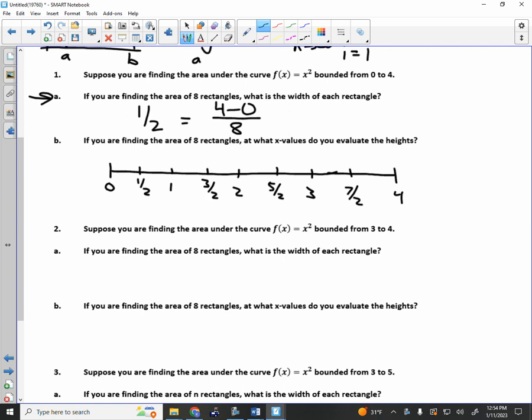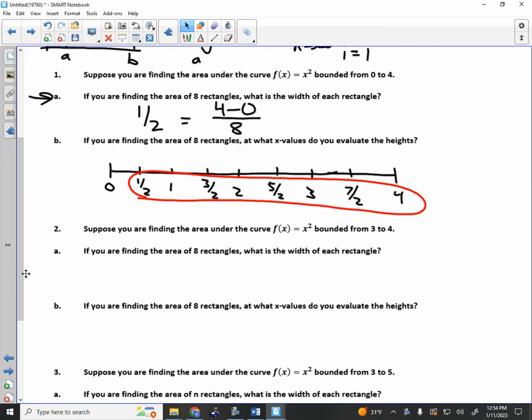So if I'm doing right hand, for what values do I evaluate the height? Which one do I start with? Do I start with 0 or 1/2? I start with 1/2. And I grab all the ones the rest of the way over. Agreed? Okay. So I'm just going to circle all of these. Everybody okay with that?